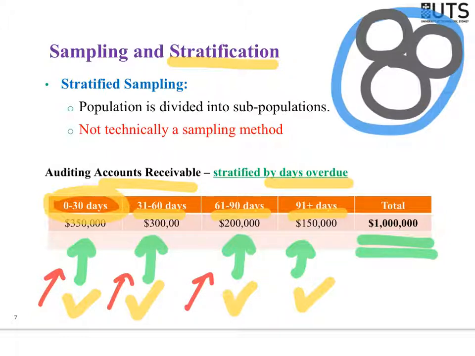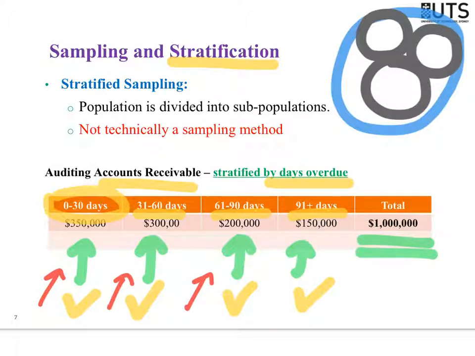Now, why would you want to do that? Ladies and gentlemen, look at the 4 categories you've got up. Look at these 4. Which one of these do you think has the greatest risk of material misstatement? Why do you think it's the last one? 91 days plus. Is it because it's been there the longest? Yep, so what's the risk? If it's been overdue by more than 3 months, what's the risk? Are they going to pay you or not pay you?